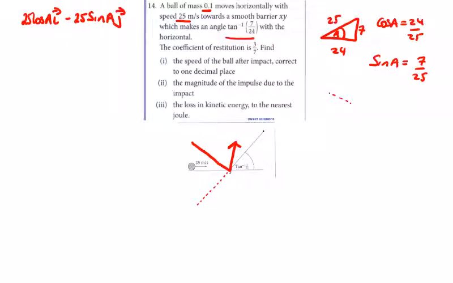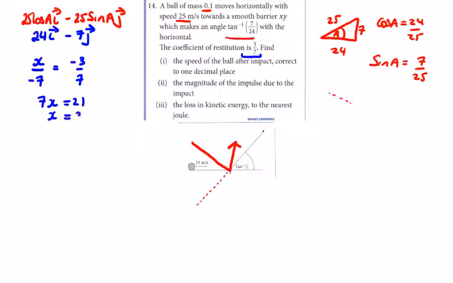Cos A is 24/25, so that's going to give 25 times 24/25, to leave 24i, and 25 times 7/25 gives minus 7 in the j direction for before. The coefficient of restitution is 3/7, so no change in the i direction here. So we have the new, which is x, over the old, which is minus 7, equals minus e, minus 3/7. 7x is equal to 21, so x is equal to 3.